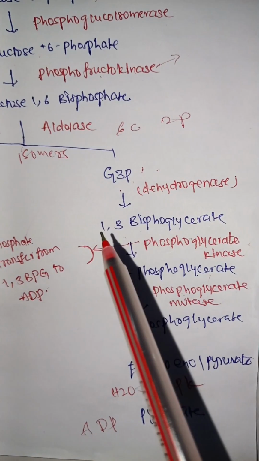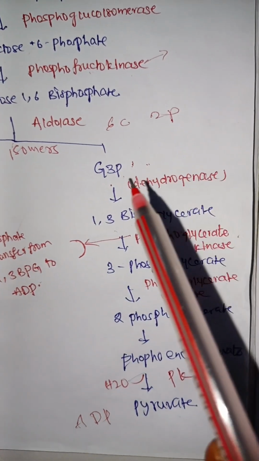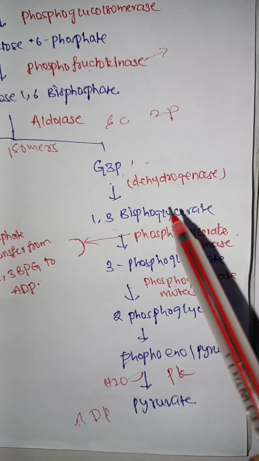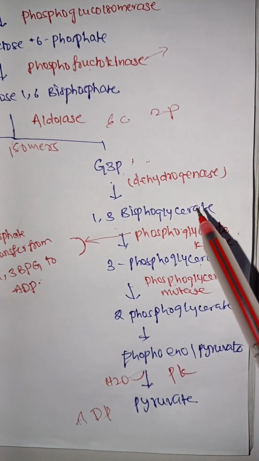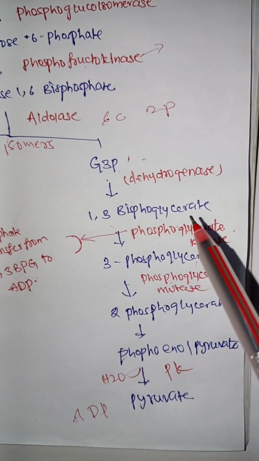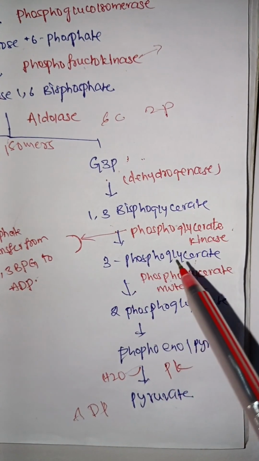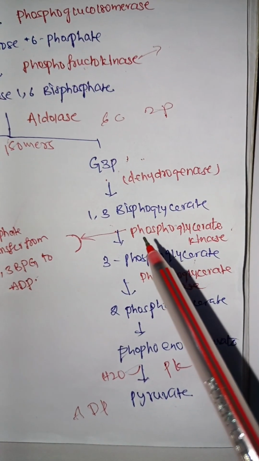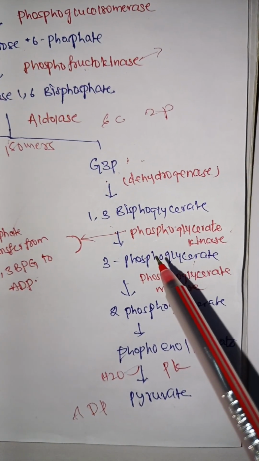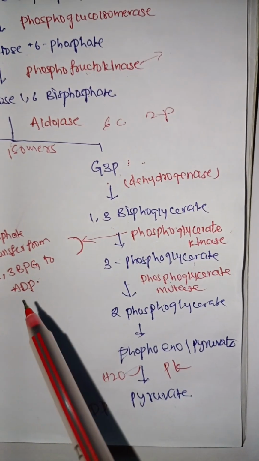G3P is converted into 1,3-bisphosphoglycerate via the enzyme dehydrogenase. Here one more phosphate is added. This phosphate is donated by the cytoplasm. 1,3-bisphosphoglycerate is converted into 3-phosphoglycerate via the enzyme phosphoglycerate kinase. Here one phosphate is lost, and that phosphate is accepted by ADP.